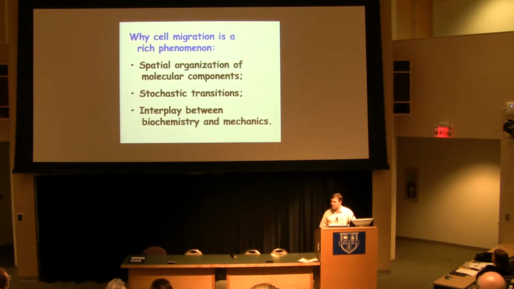Okay, I won't get into all of the details of all of the sub-processes involved in cell migration, but it is fascinating. I'd be happy to talk with anyone who's interested in more detail. But some of the highlights of what we're interested in are the spatial organization of the molecular componentry, some of the stochastic transitions that occur, particularly in relation between adhesion dynamics and cytoskeletal dynamics. And probably most interesting to us right now is the interplay between signaling biochemistry and mechanics of adhesion in the cytoskeleton.